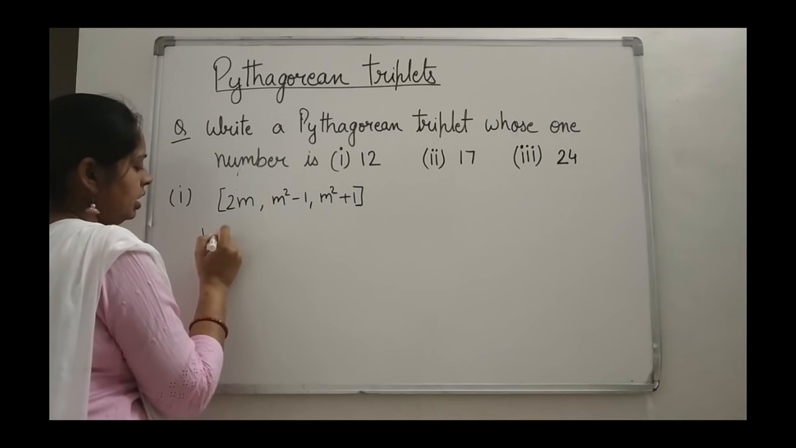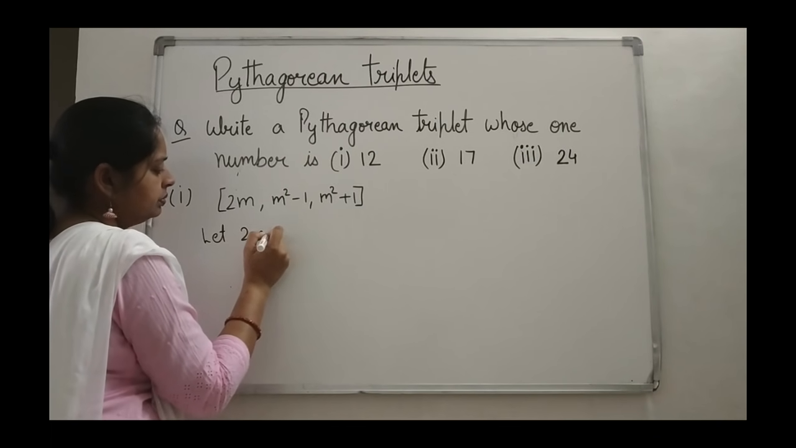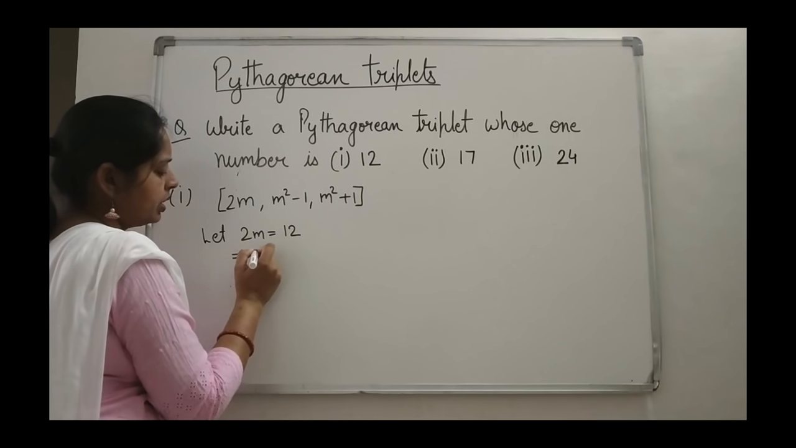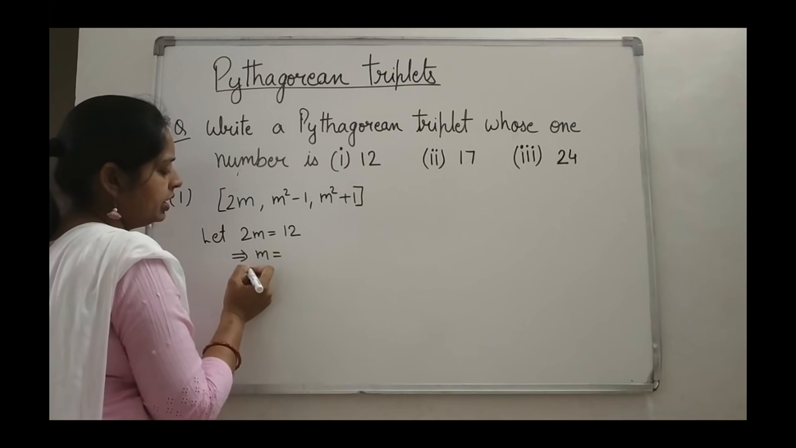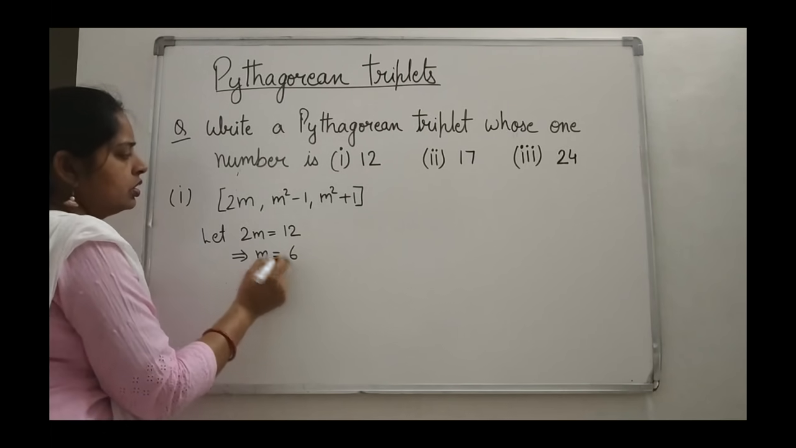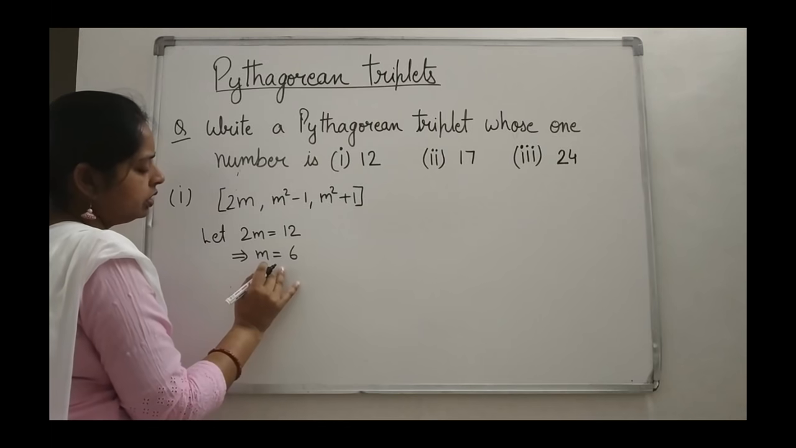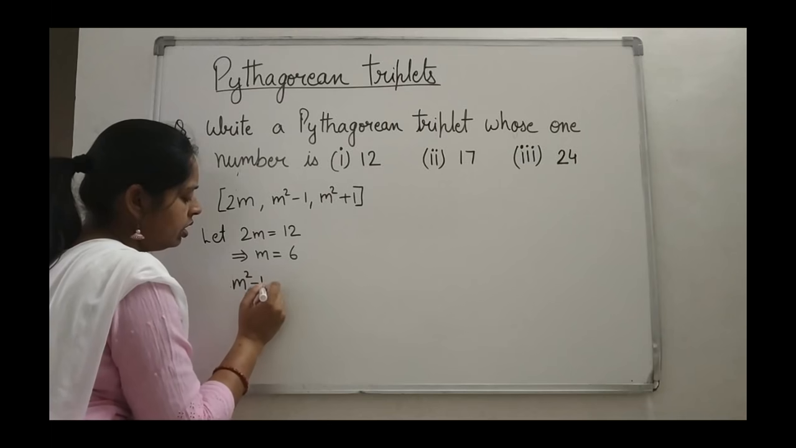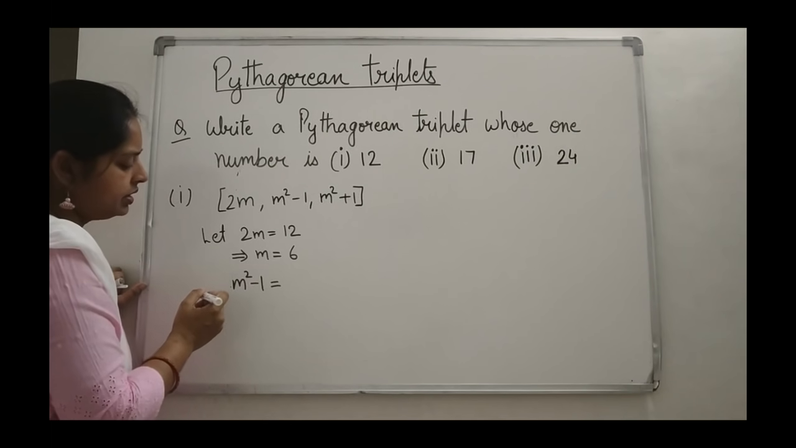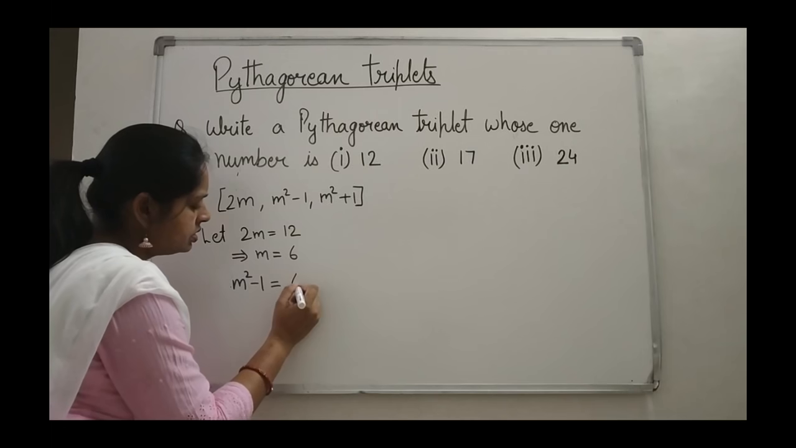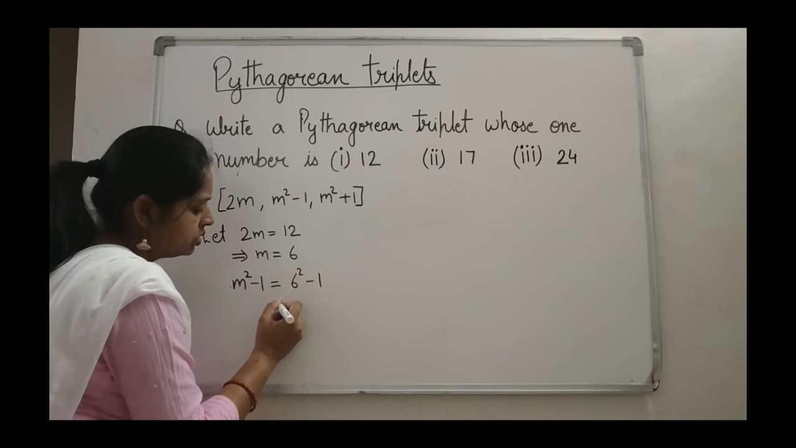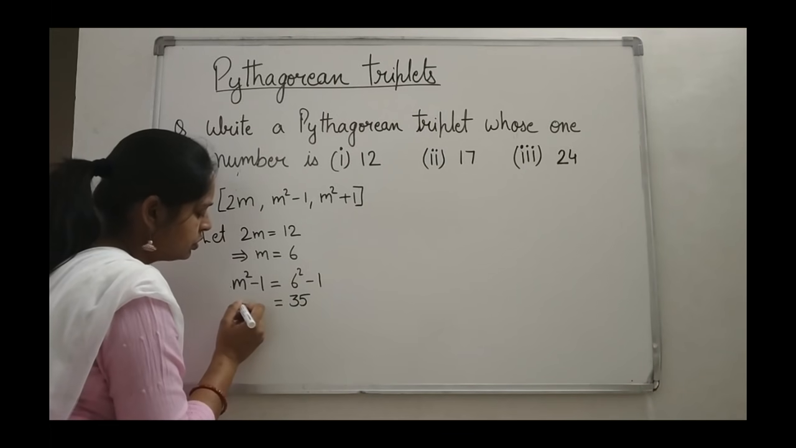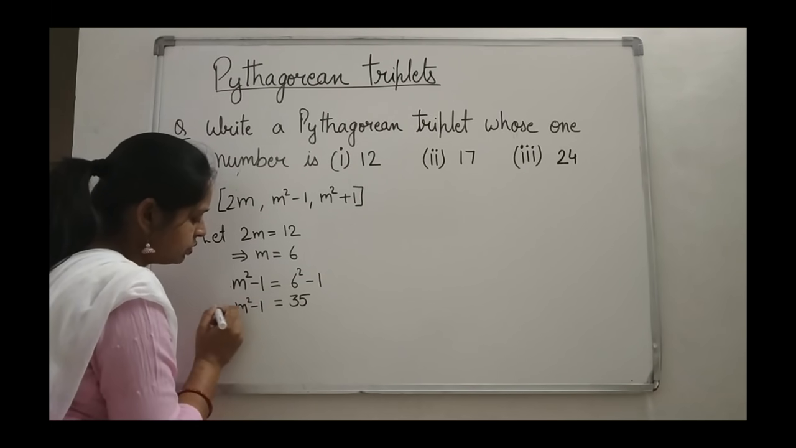So we will suppose let 2m is equal to 12. So what value will you get for m? m is equal to 12 divided by 2, which gives 6. So we got the value for m. Now the second value we have to find is m square minus 1. M square is 6 square minus 1. 6 square is 36. 36 minus 1 is 35. So I got the value for m square minus 1.